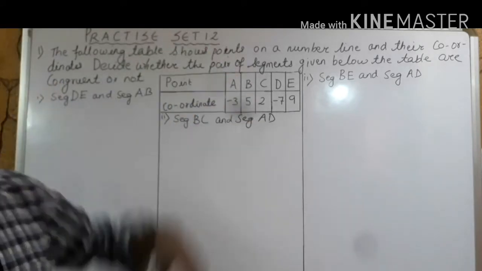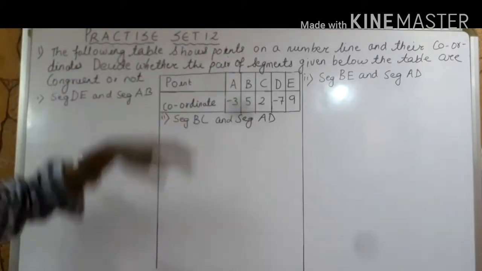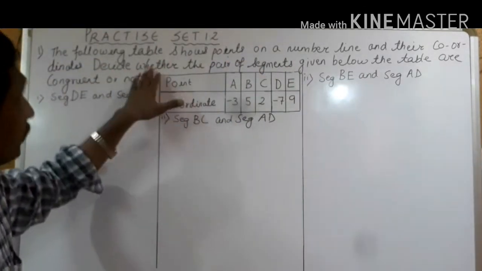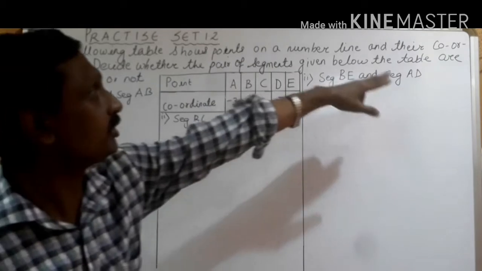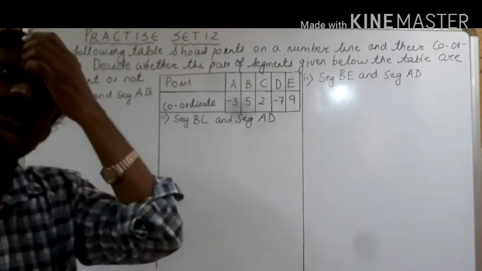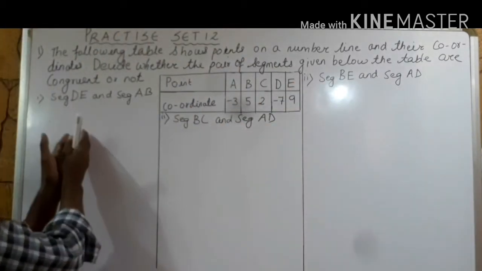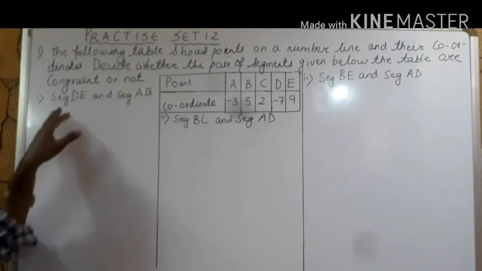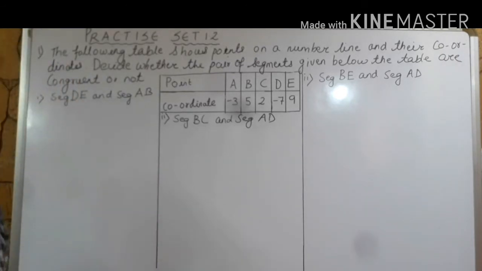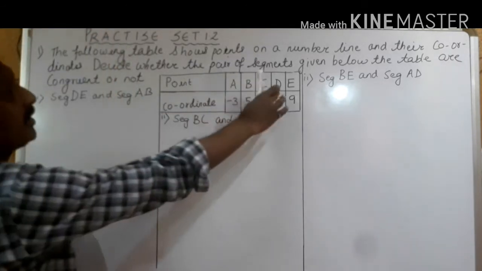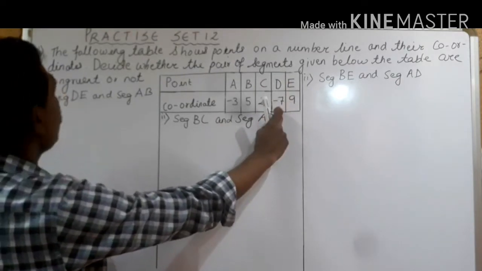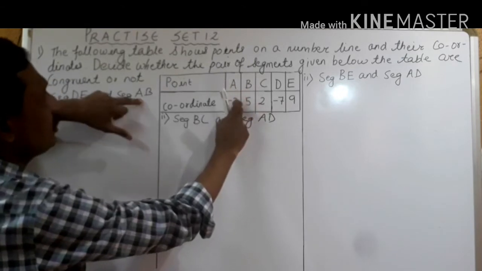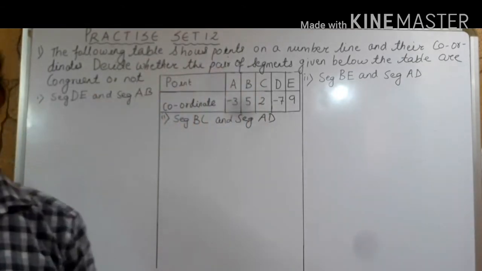We continue with practice set 1.2. The following table shows points on a number line and their coordinates. Decide whether the pair of segments given below the table are congruent or not. We have to see whether these segments are congruent to each other or not. The first one, segment DE and segment AB. If you look at the table, the coordinates of D, E, A and B are given to us.